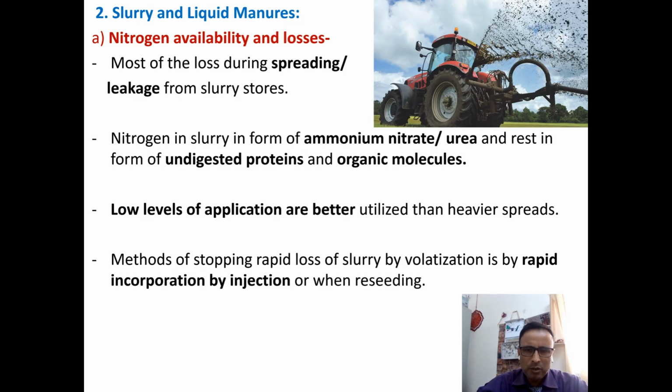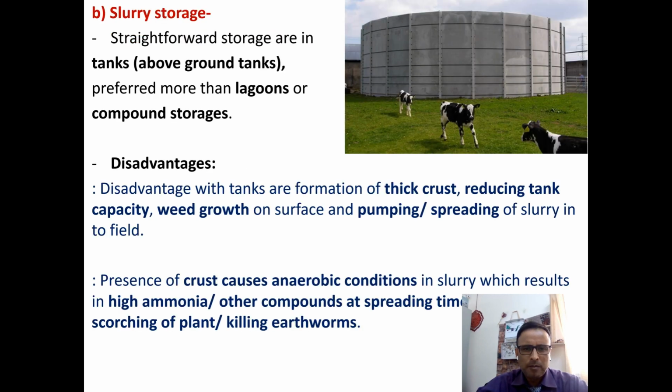This is how slurry, you can see, is applied onto the field, right? And these are the tanks in which they are stored. Now, these above ground tanks are used for storage of slurry, but the disadvantage is that it creates a thick crust on the top layer of the slurry. Because of the thick crust, anaerobic conditions are created in the slurry tanks, and because of anaerobic conditions, higher ammonia or other compounds can be generated in the slurry.